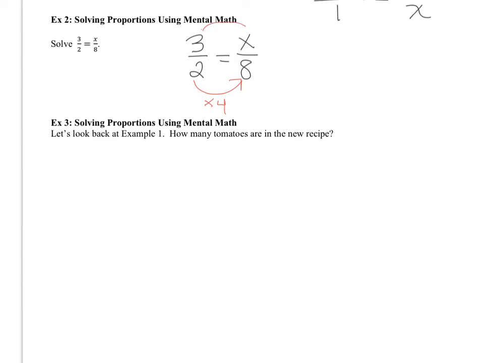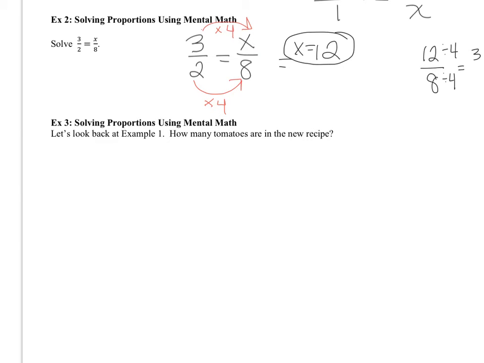That means to solve for x, I'm going to do the same thing. So 3 times 4 is going to give me whatever x is. Well, 3 times 4 would be 12. That means that x is equal to 12. And if we just take a second to think about it, 12 would be put over 8 in my proportion if I simplify that ratio.